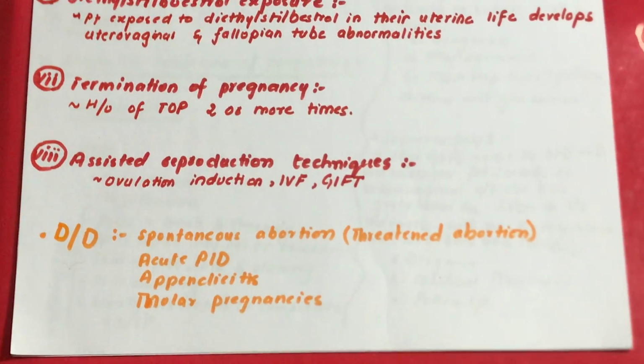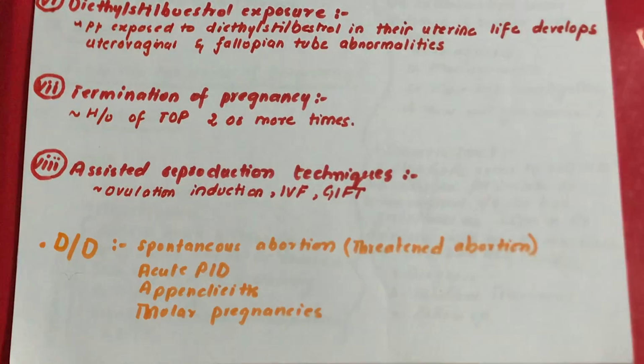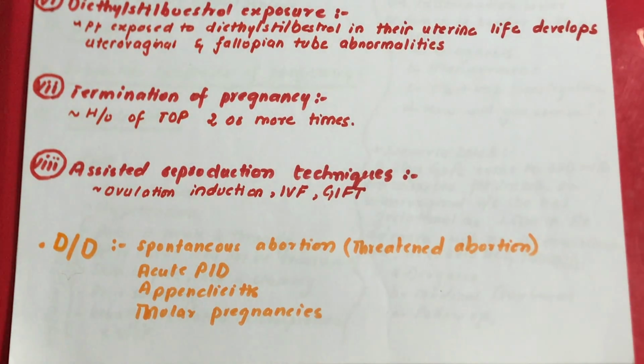Then assisted reproductive techniques such as ovulation induction, IVF, GIFT and ZIFT are all associated with a higher incidence of ectopic pregnancy.